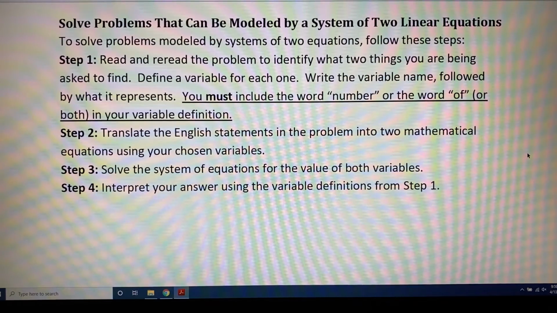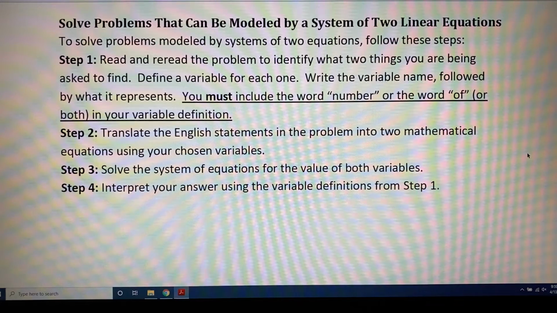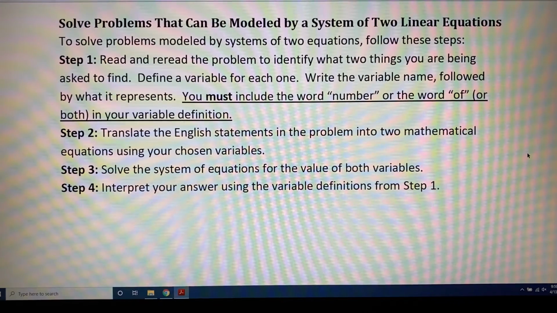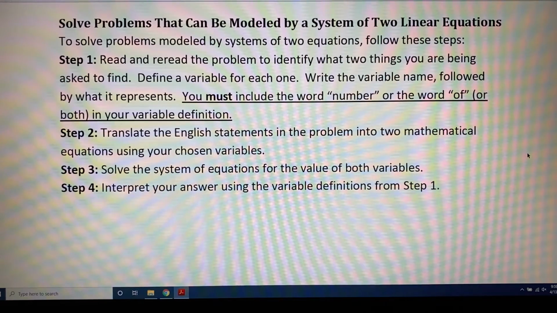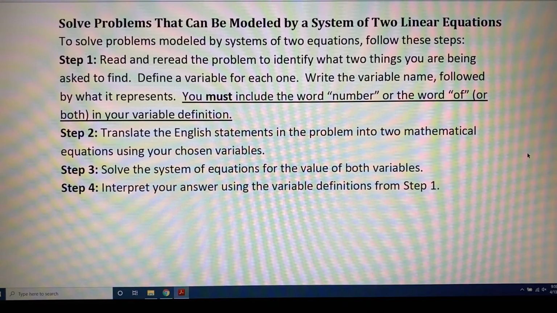Okay, step 2. Translate the English statements in the problem into 2 mathematical equations using your chosen variables. Step 3. Solve the system of equations for the value of both variables. Step 4. Interpret your answer using the variable definitions from step 1. So you can see that in order to do step 4, you have to have done step 1. And that's yet another reason why step 1 is so very important.